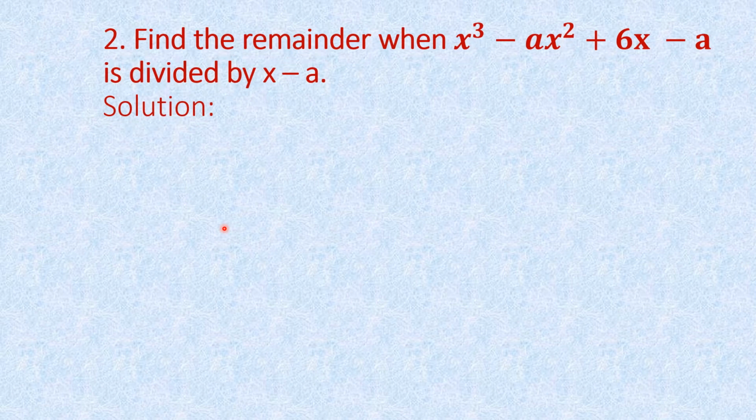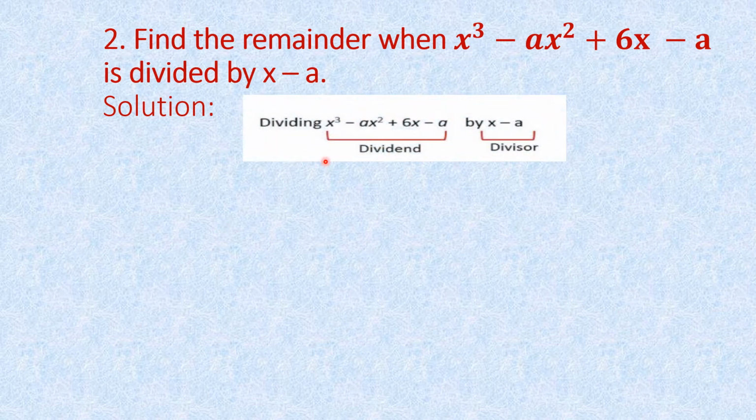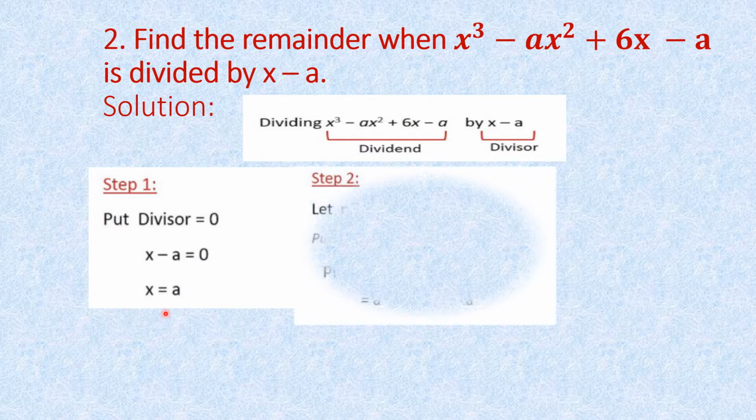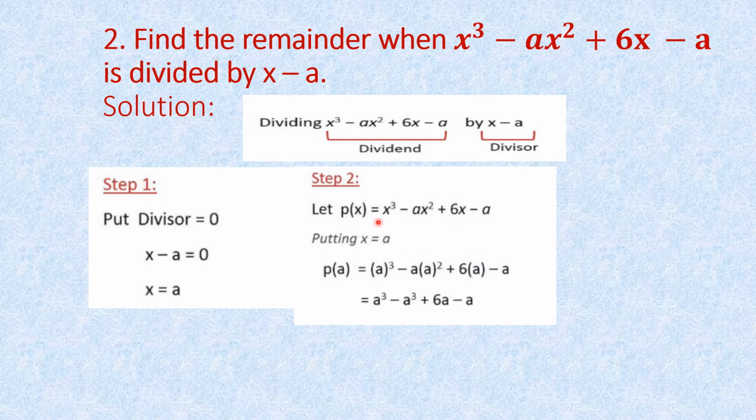Find the remainder when x cube minus ax square plus 6x minus a is divided by x minus a. So here we take x cube minus ax square plus 6x minus a as the dividend and x minus a as the divisor. Now putting divisor is equal to 0. Here divisor is x minus a. Putting x minus a is equal to 0, we get x is equal to a.